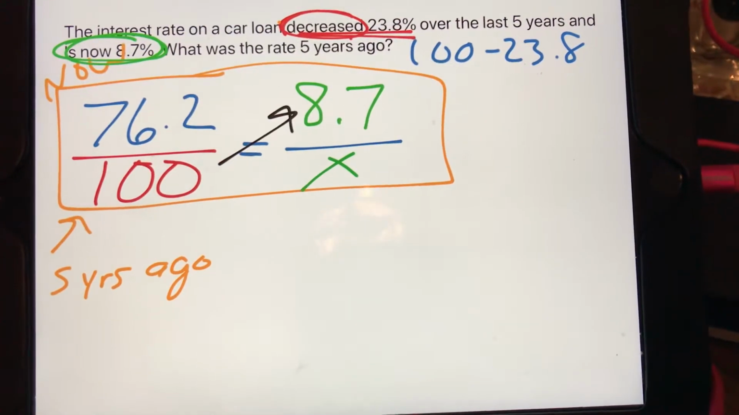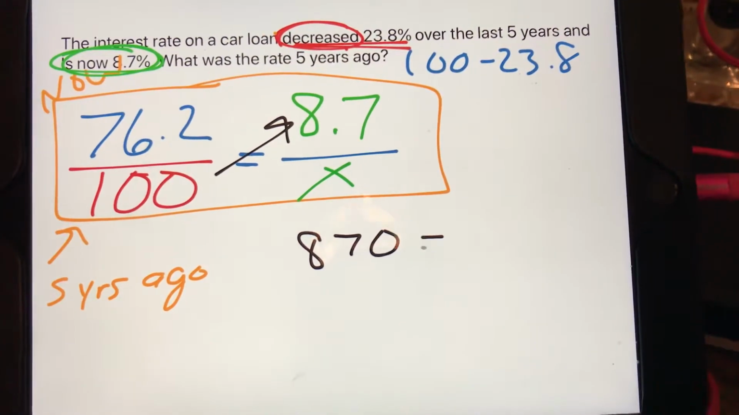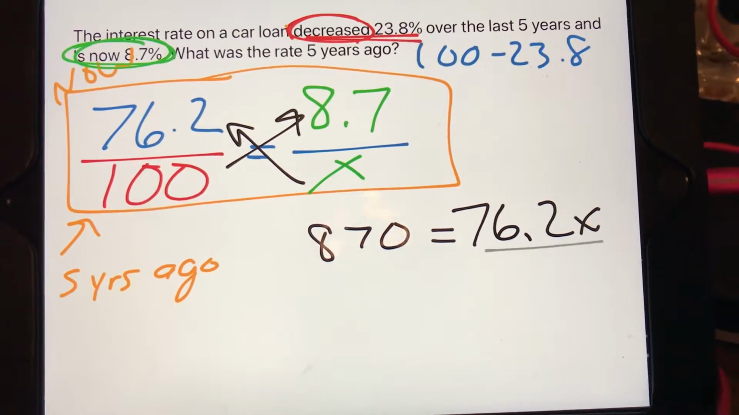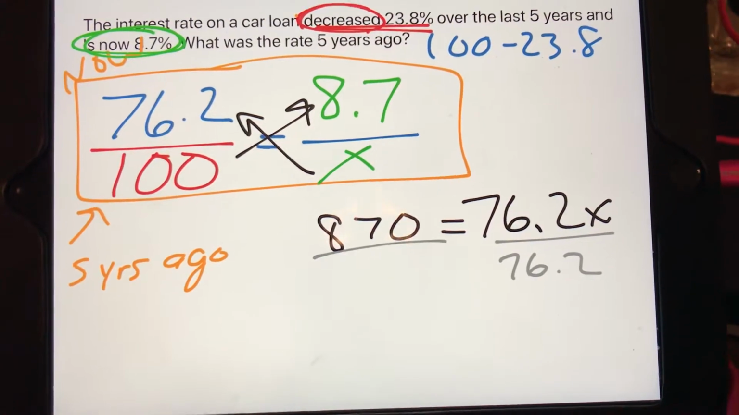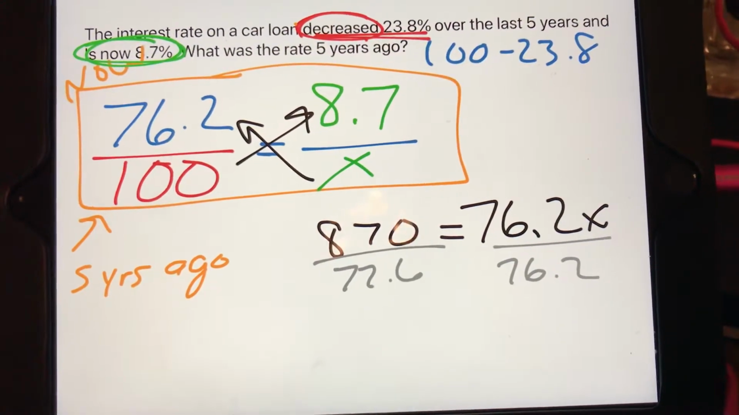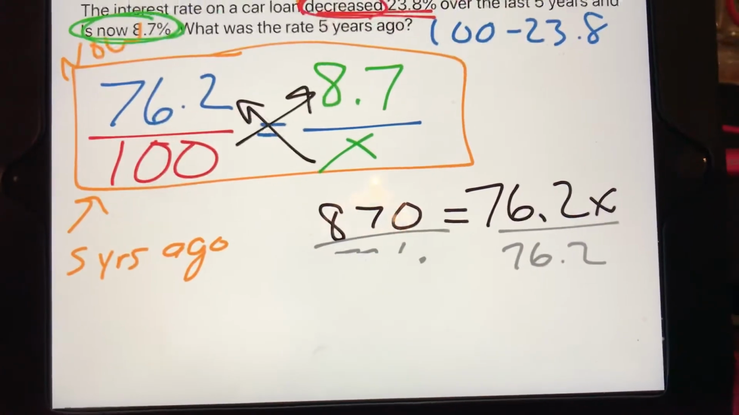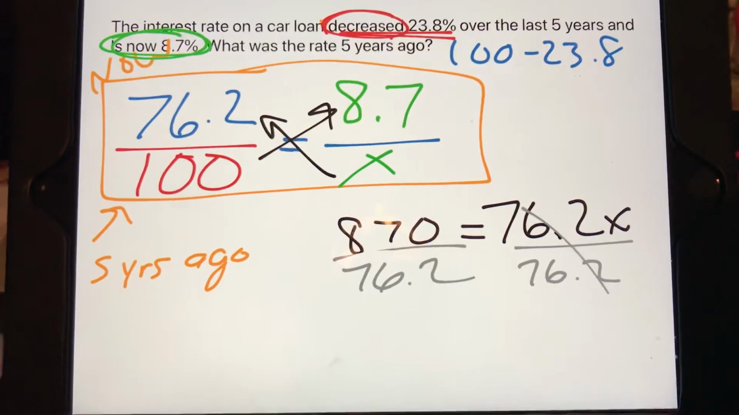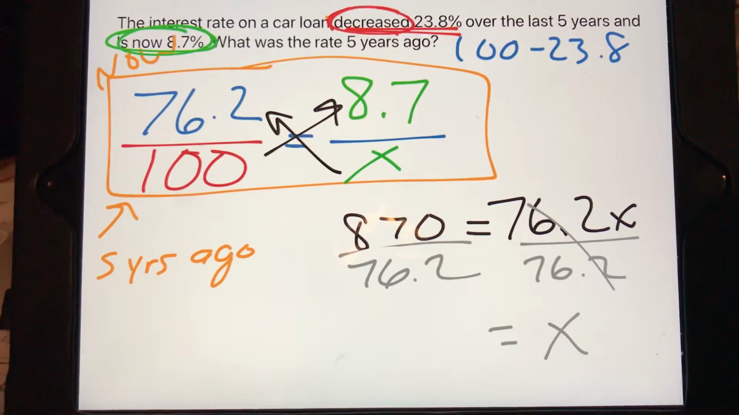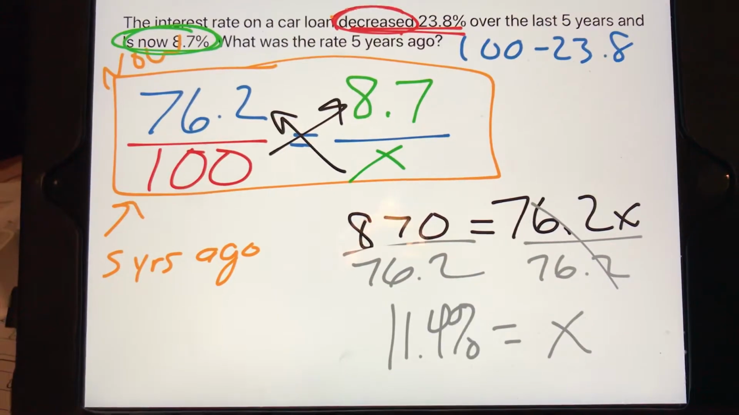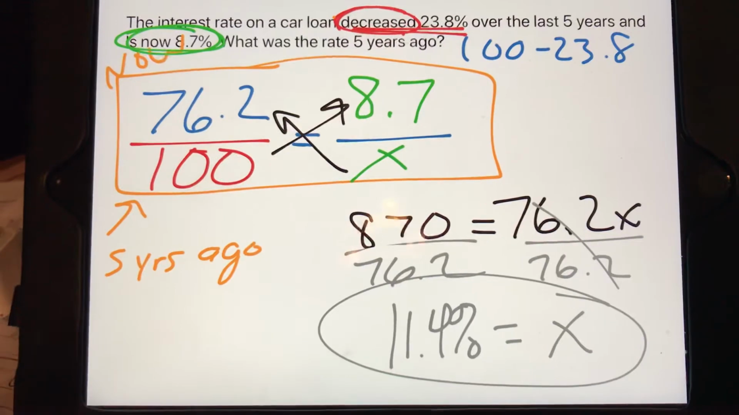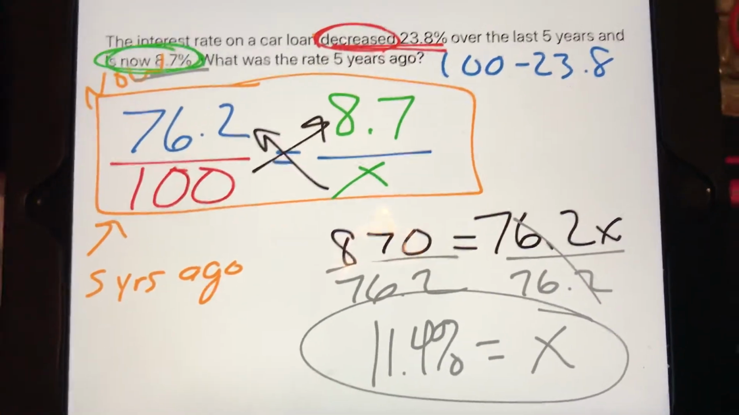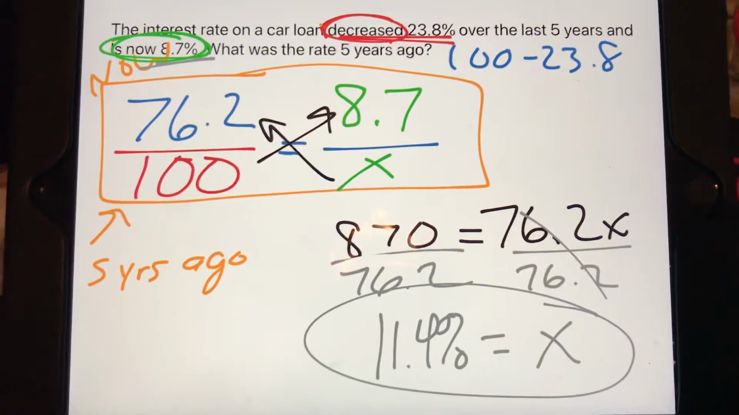So now if I cross multiply, I get 870 equals 76.2x. I divide by the 76 and 2 tenths. Oops, I wrote that wrong. Please forgive me. There we go. So we're dividing by 76.2. So x is roughly 11.4%. So 5 years ago, the rate was 11.4%. It's now 8.7% for a decrease of 23.8.